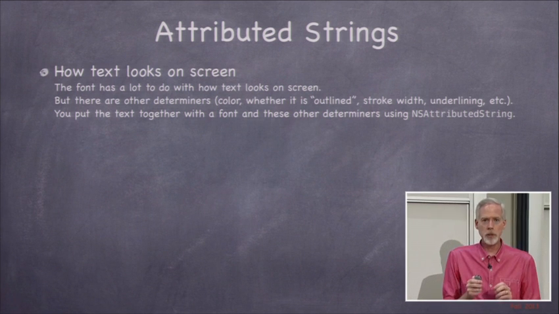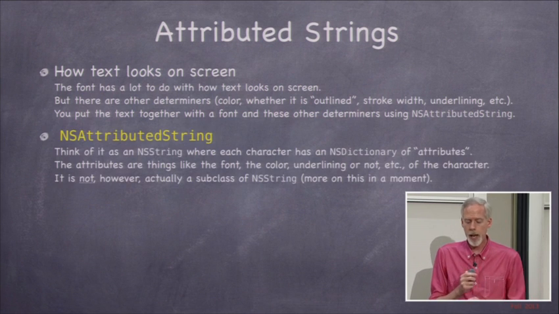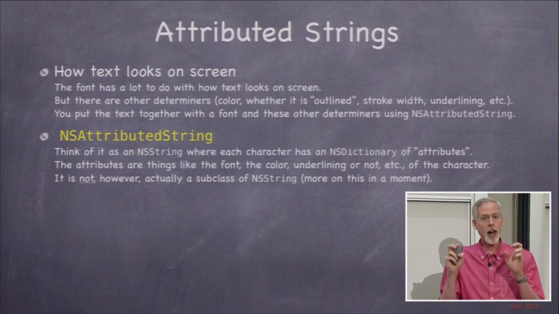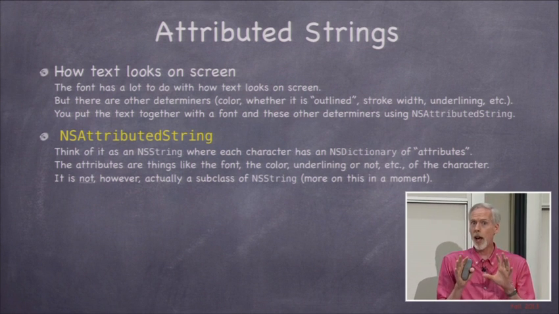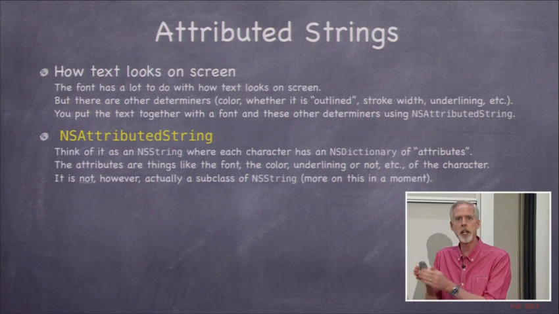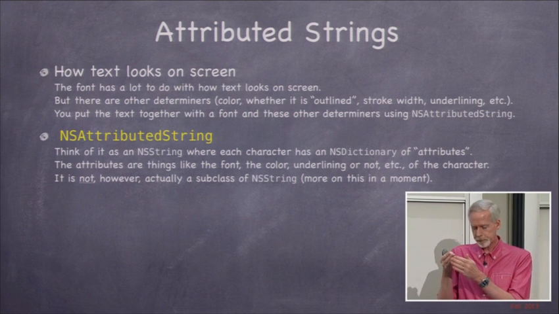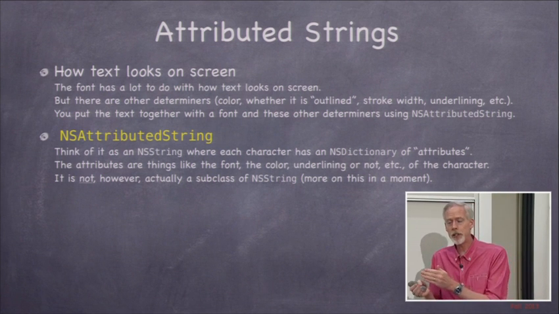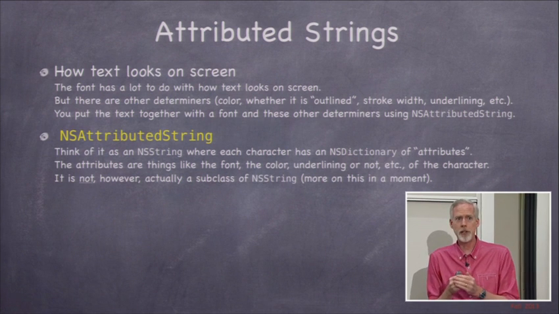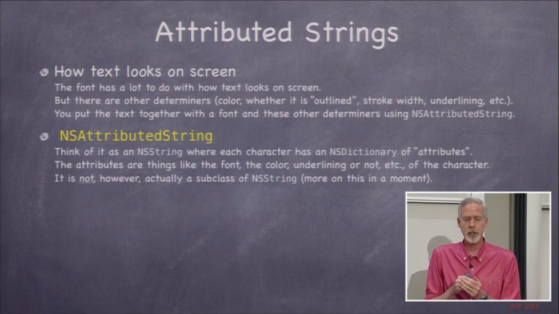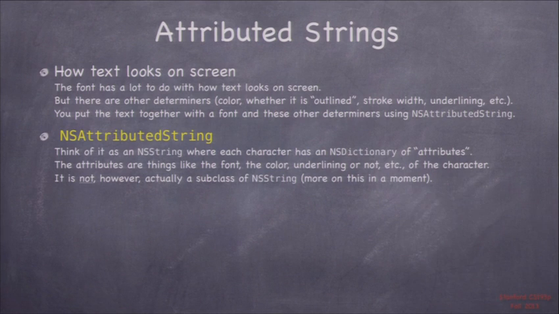So there's a new class that you're going to learn that's in Foundation called NSAttributedString. And an NSAttributedString is very, very simple. It is not an NSString, but it's like an NSString where every character has a dictionary of attributes. And those attributes are like underlined or stroke width, the font, etc. Now, the reason I say it's like NSString, it's not a subclass of NSString. You cannot send it string messages. So that seems like a significant restriction, and it is, and we'll talk about how we're going to deal with that in a second.